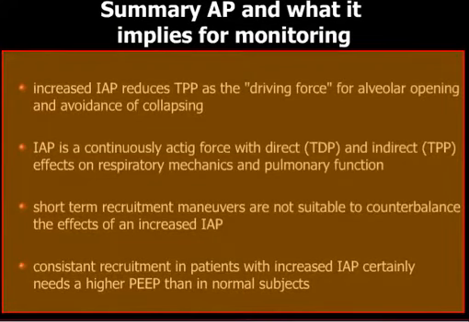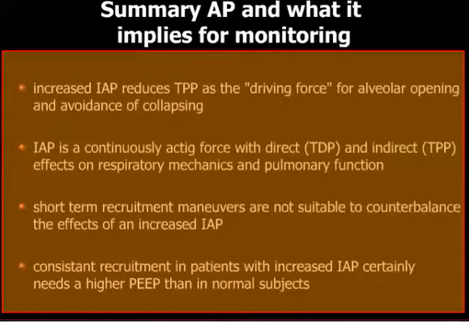So my summary about the abdominal pressure and what, in my opinion, it implies for monitoring. Increased intra-abdominal pressure reduces the transpulmonary pressure as the driving force for alveolar opening and avoidance of collapse. And maybe the last one is even more important, to avoid an expiratory collapse. IAP is a continuously acting force, while direct transdiaphragmatic pressures and indirect transpulmonary pressures affect respiratory mechanics and pulmonary function. So if we measure it, we have to consider what for we would like to monitor it, and whether we can draw any conclusions to allow us to change the settings.